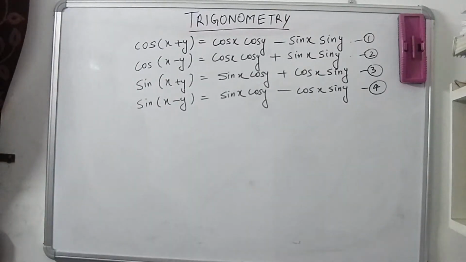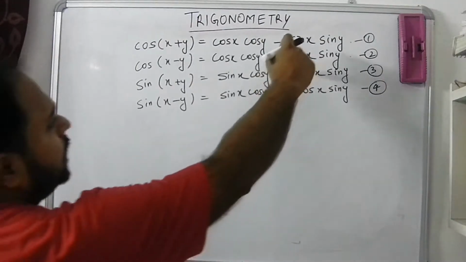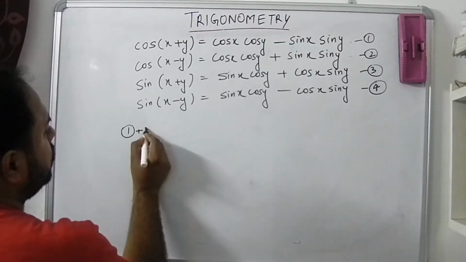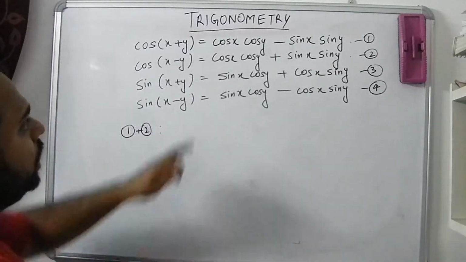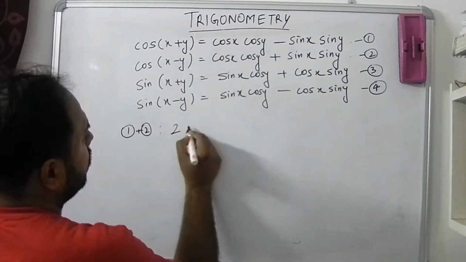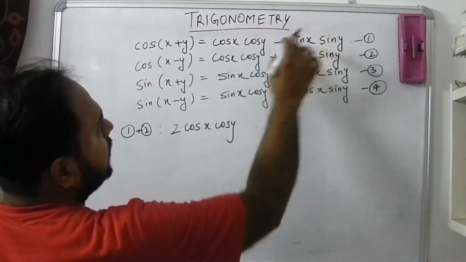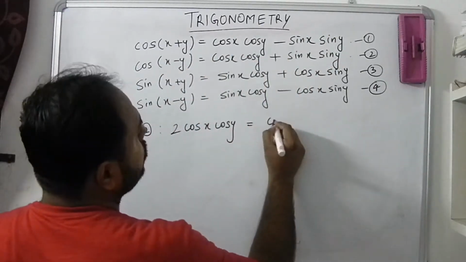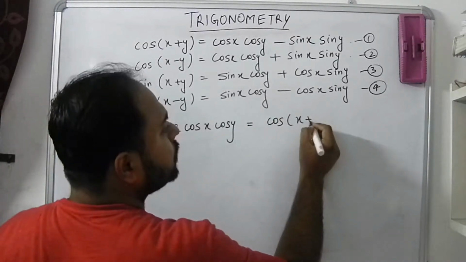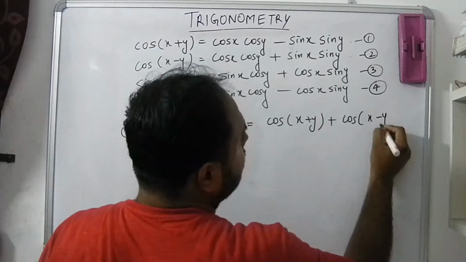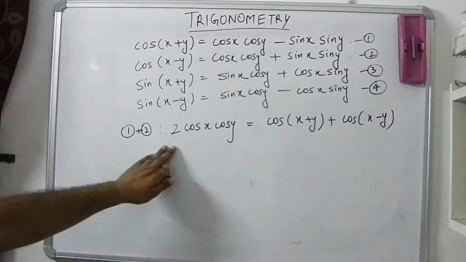Now what we can do, not a big deal, is add these two equations. So we can do 1 plus 2. When we do this, what do we get? We get 2 cos x cos y, since these two terms cancel, equal to cos of x plus y plus cos of x minus y. So that's another expansion.